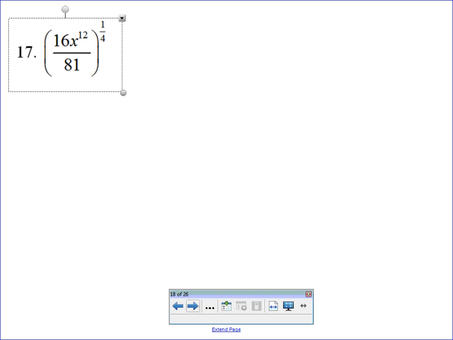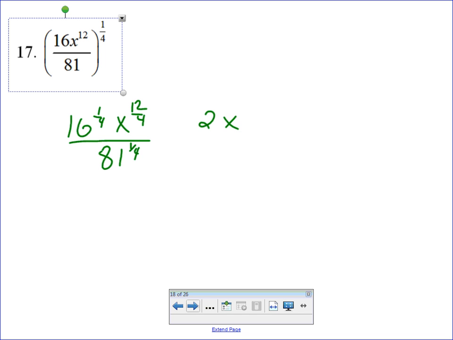Next problem, number 17. So we're just going to raise this 16 to the 1/4, x to the 12/4 over 81 to the 1/4. And if you did this, what you'd find is that 16 to the 1/4 is 2, 12 over 4 is 3, and 81 to the 1/4 is 3.